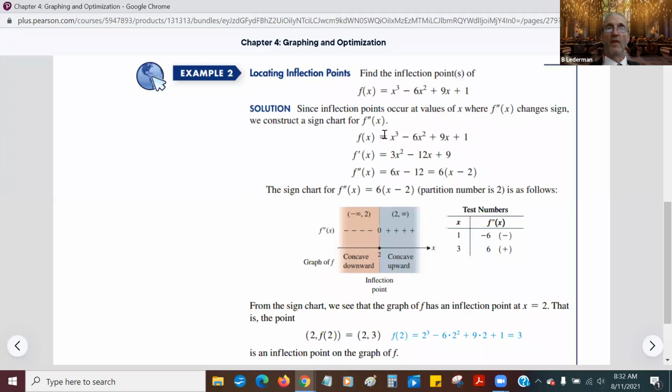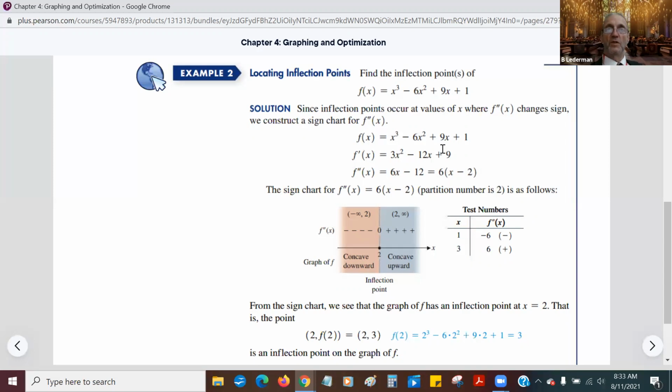Well, the derivative of x cubed is 3x squared. The derivative of minus 6x squared is negative 12x. The derivative of 9x is 9, and the derivative of 1, that's just 0, just takes a vacation. And the derivative of 3x squared is 6x, negative 12x is negative 12, and that's it, we're done. And notice we factored out the 6 here. It just makes it easier, because that makes it more clear that 2 is going to be my inflection point. X equals 2 is going to be my inflection point.